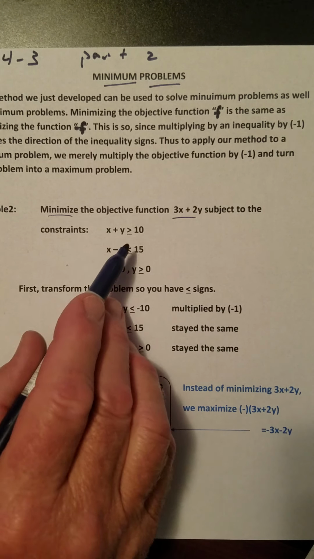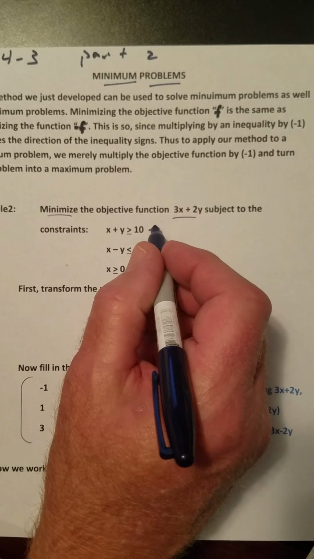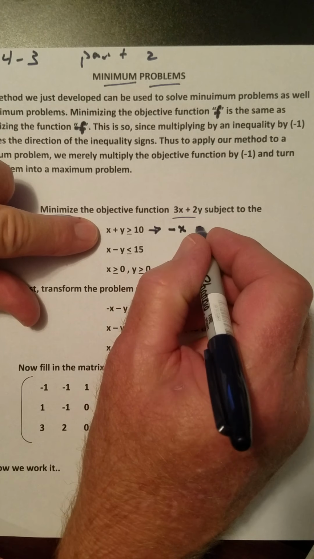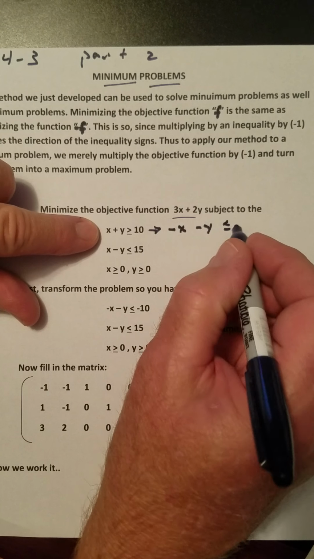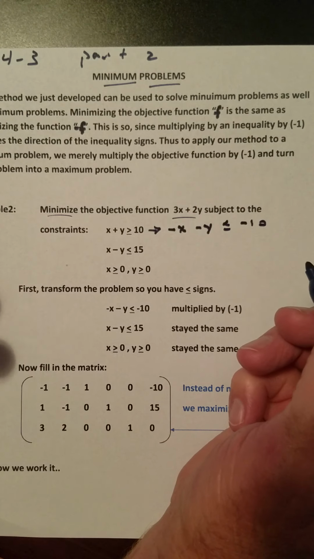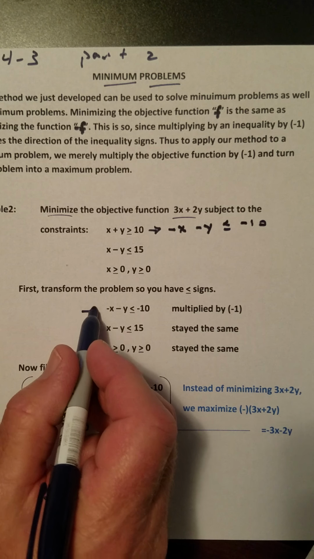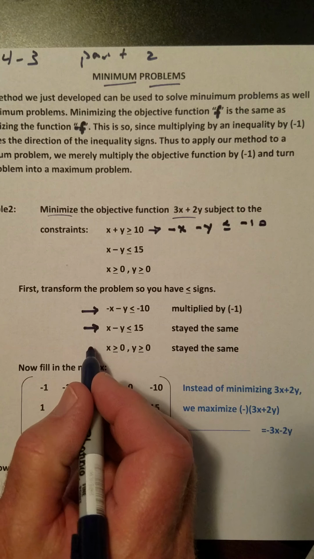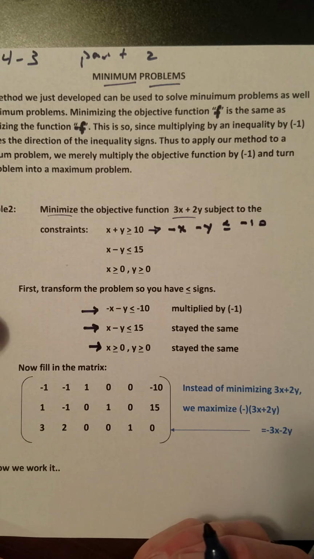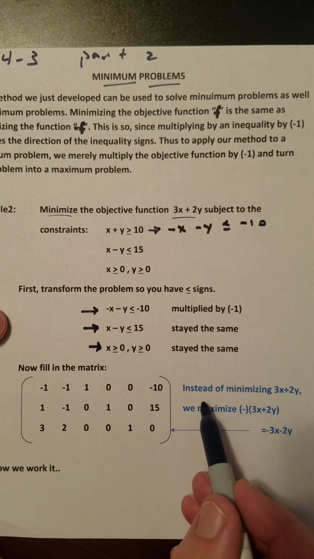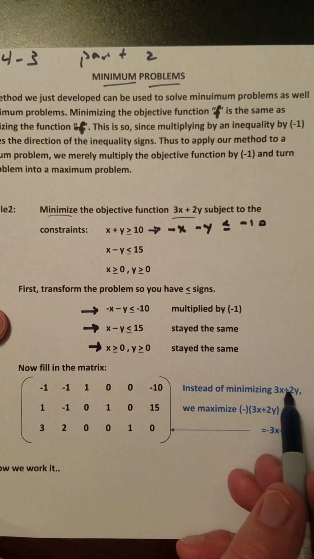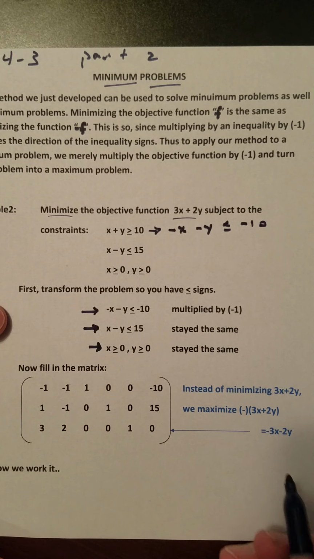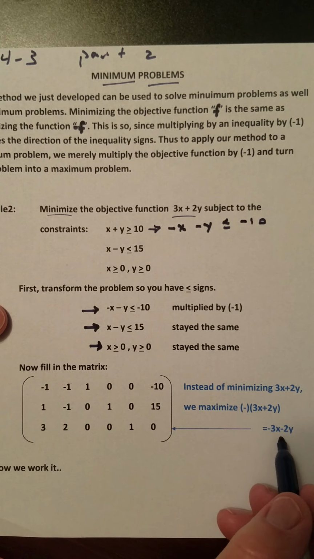Now the first thing I notice is a greater than or equal sign here, so I'm going to change that. I'm going to multiply through by negative 1, making that negative x minus y less than or equal to negative 10. That's where this one came from. That's the same as what we had. Those are the same also. And then instead of minimizing 3x plus 2y, we're going to multiply by negative 1, and this becomes negative 3x minus 2y. So we're going to maximize this one.